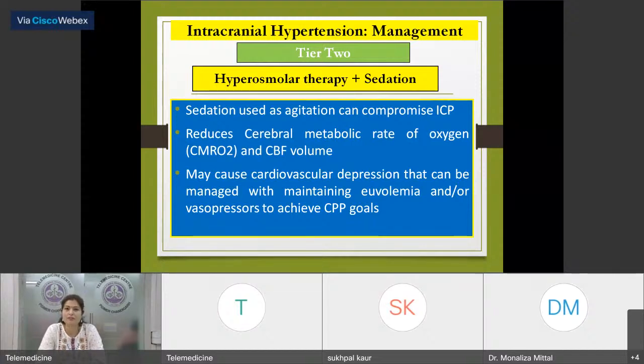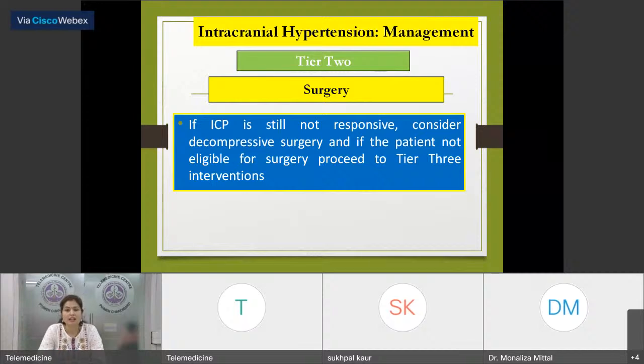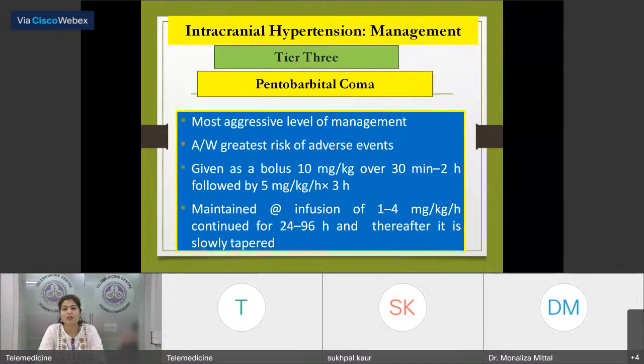So maintaining proper fluid volume in the patient can help in maintaining the CPP, that is the cerebral perfusion pressure. Again, if modalities are not sufficient, go for the surgical management. And if surgical management is not possible, go for tier 3. Now, tier 3 is the most aggressive mode by which we have to manage the ICH, rather, intracranial hypertension.